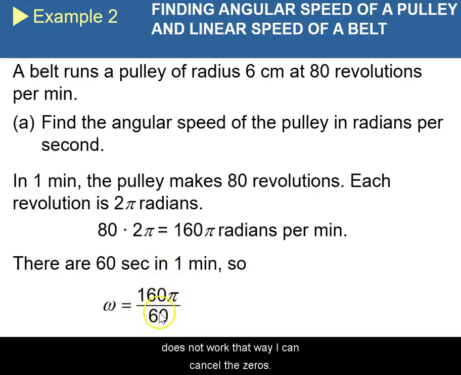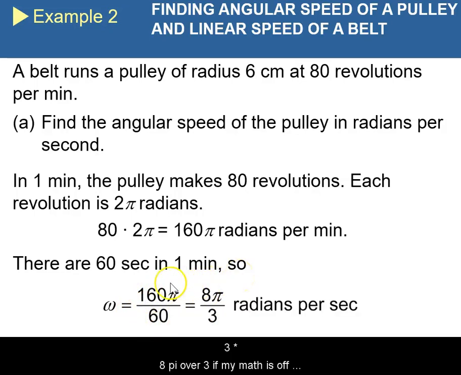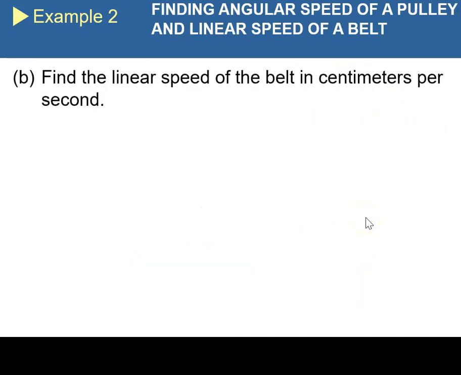I can cancel the zeros and turn this into 16 pi over 6, and then reduce those two by dividing them both by 2 and get 4 pi over 3. I'm sorry, 8 pi over 3. I guess my math is off too. And that's 8 pi over 3 radians per second. So that is my angular speed of this pulley.